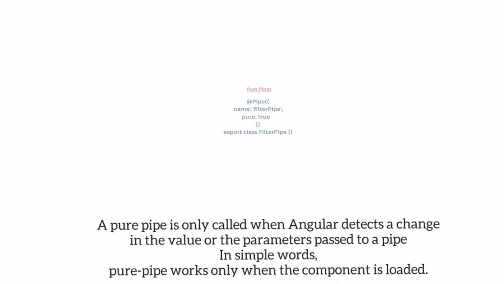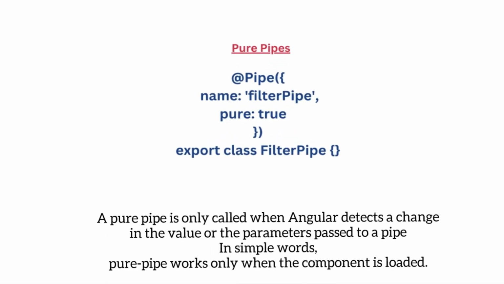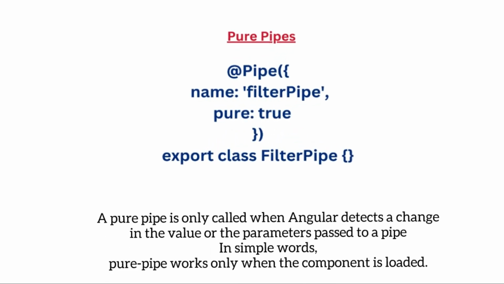A pure pipe is only called when Angular detects a change in the value or the parameters passed to a pipe. In simple words, a pure pipe works only when the component is loaded.